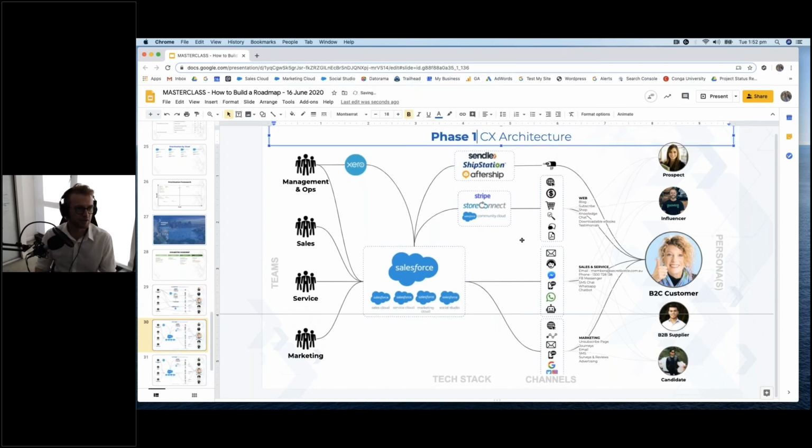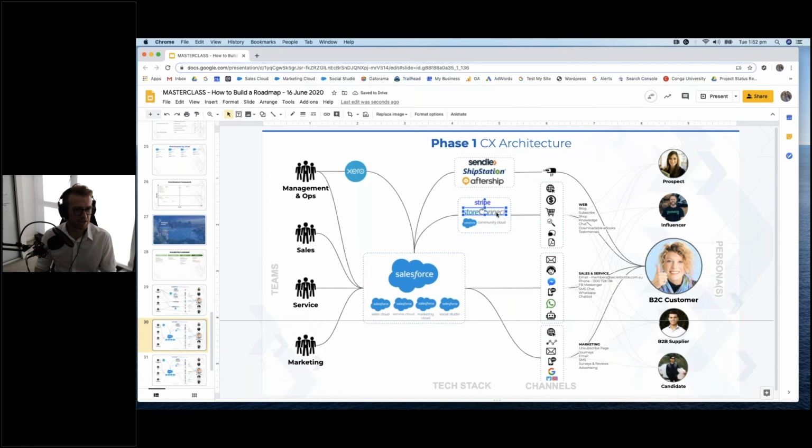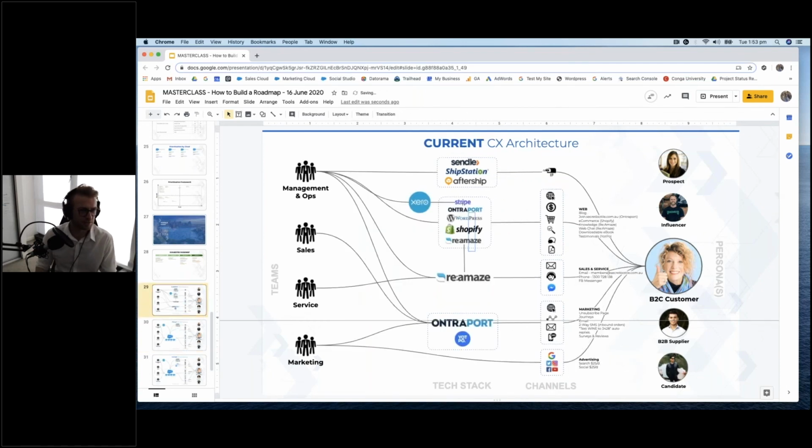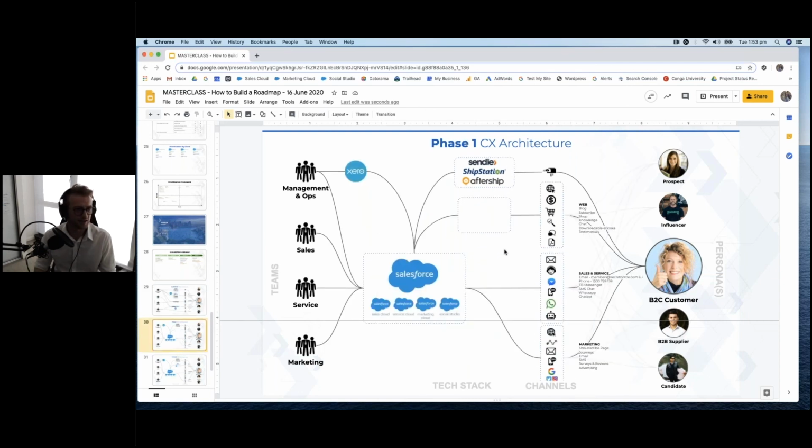Okay, cool. So we might need to deal with the existing technology inside this website. So I'm just going to jump back here. The only thing I might do is swap out Reamaze to start. Cool. And maybe because service is quite important, actually just throw Service Cloud in there as a starting point. And then Social Studio is later.